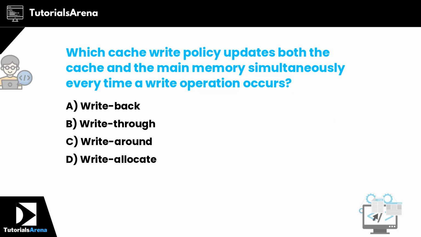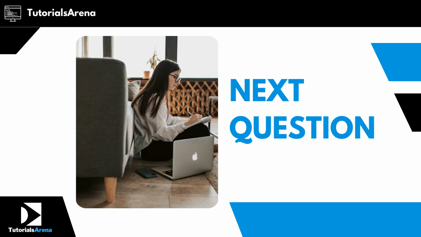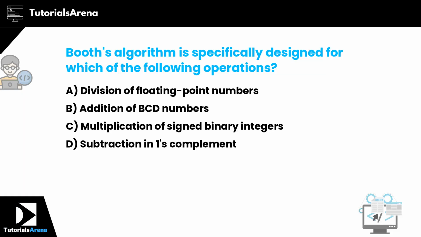Which cache write policy updates both the cache and the main memory simultaneously every time a write operation occurs? The correct answer is option B, write through. Booth's algorithm is specifically designed for which of the following operations? The correct answer is option C, multiplication of signed binary integers.